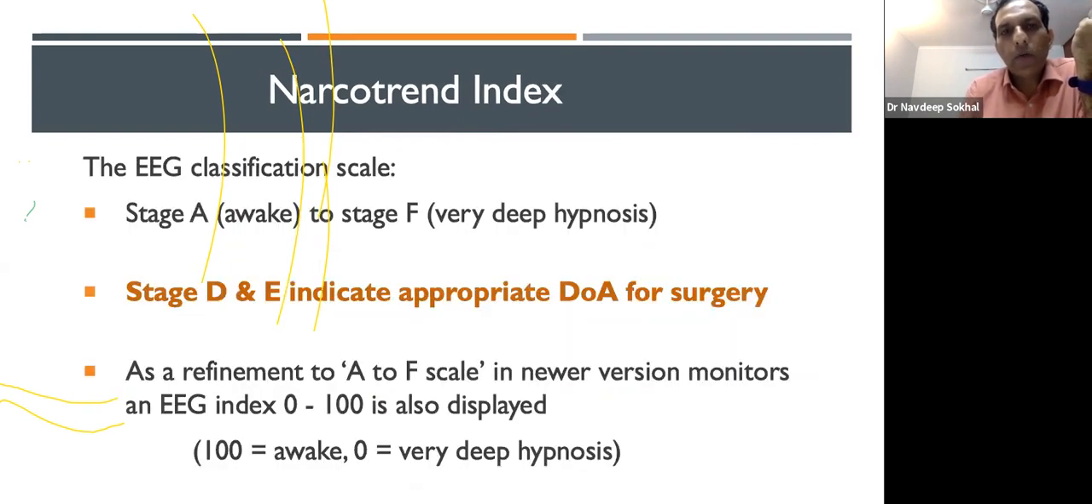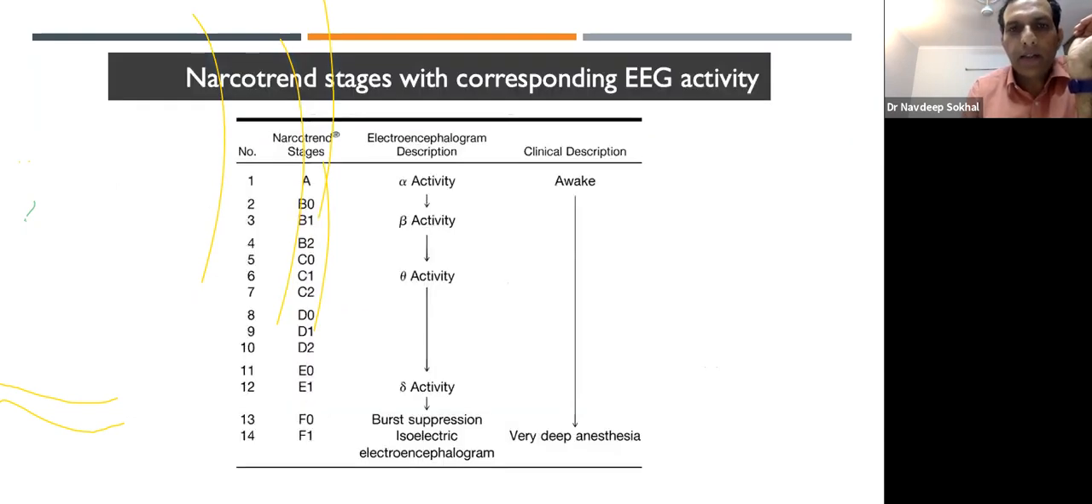Now, what is the classification? Stage A is awake to stage F is absolutely deep hypnosis. Stage D and E indicate appropriate depth of anesthesia. As a refinement to the A to F scale in newer version monitors, you are also getting an EEG index from 0 to 100, 100 being awake and 0 meaning very deep anesthesia. These are in the new monitors. Along with the A to F scale, you will also get values from 0 to 100.